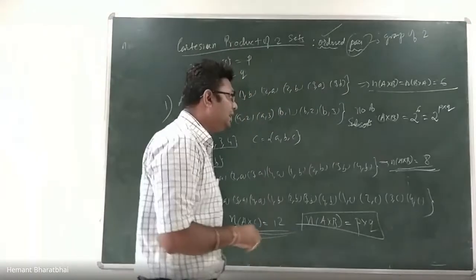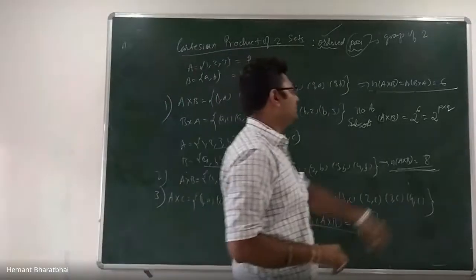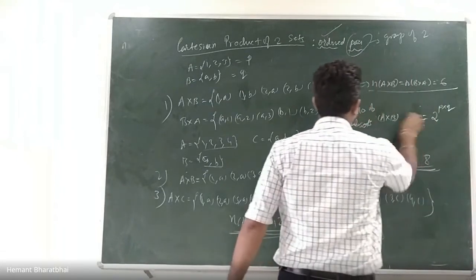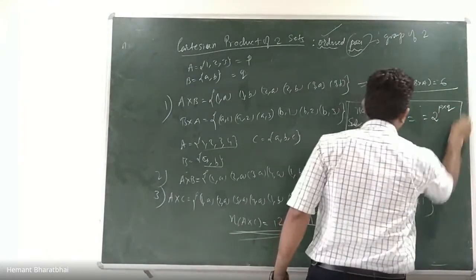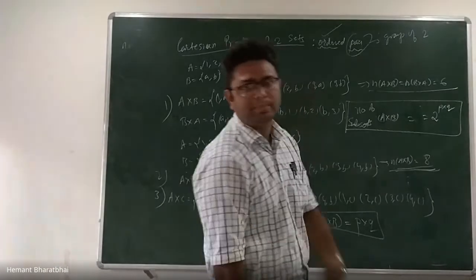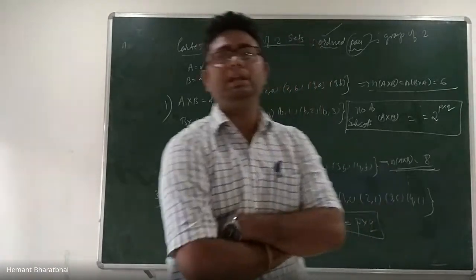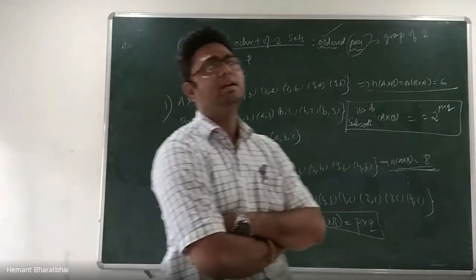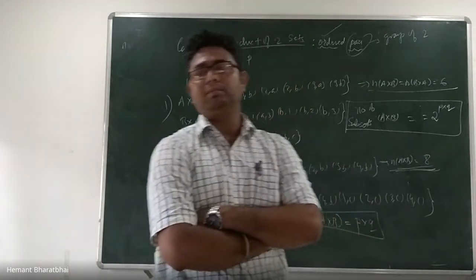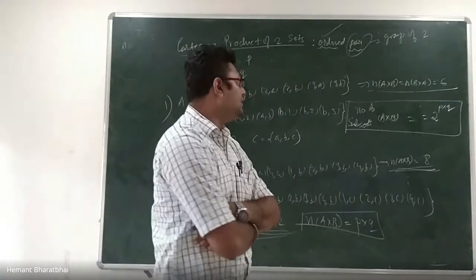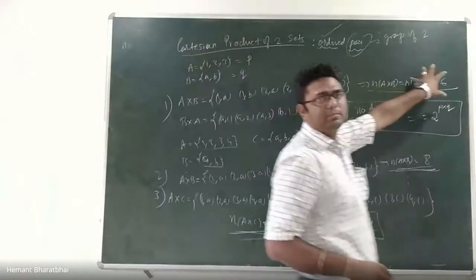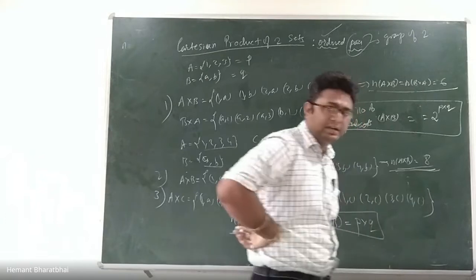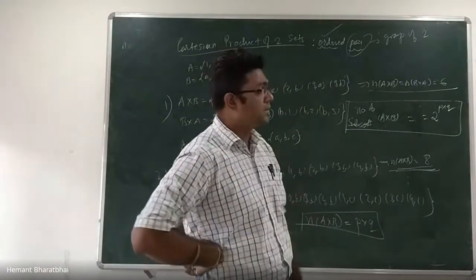If I say the total number of subsets in a Cartesian product will be nothing but 2 raised to P into Q, what is P? The number of elements in the first set, and Q will be nothing but the number of elements in the second set. That will give me the total number of elements in a Cartesian product, and therefore I can just write the total number of subsets.